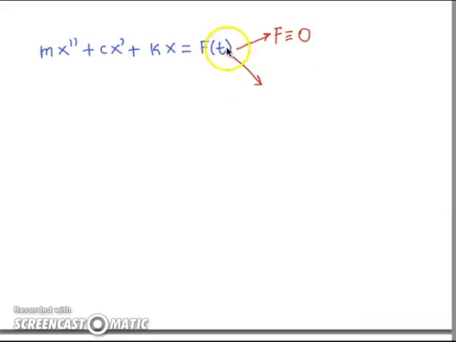If the force on the right side of this second order differential equation with constant coefficients, which we're calling external force, is a constant function which is identically 0, then the system would be considered unforced or free.